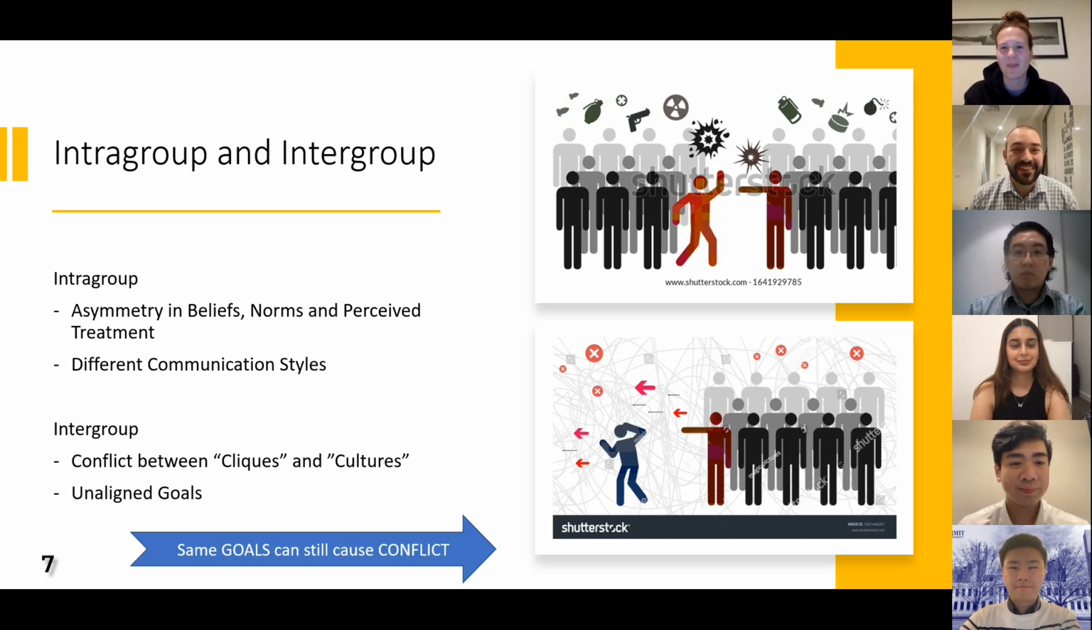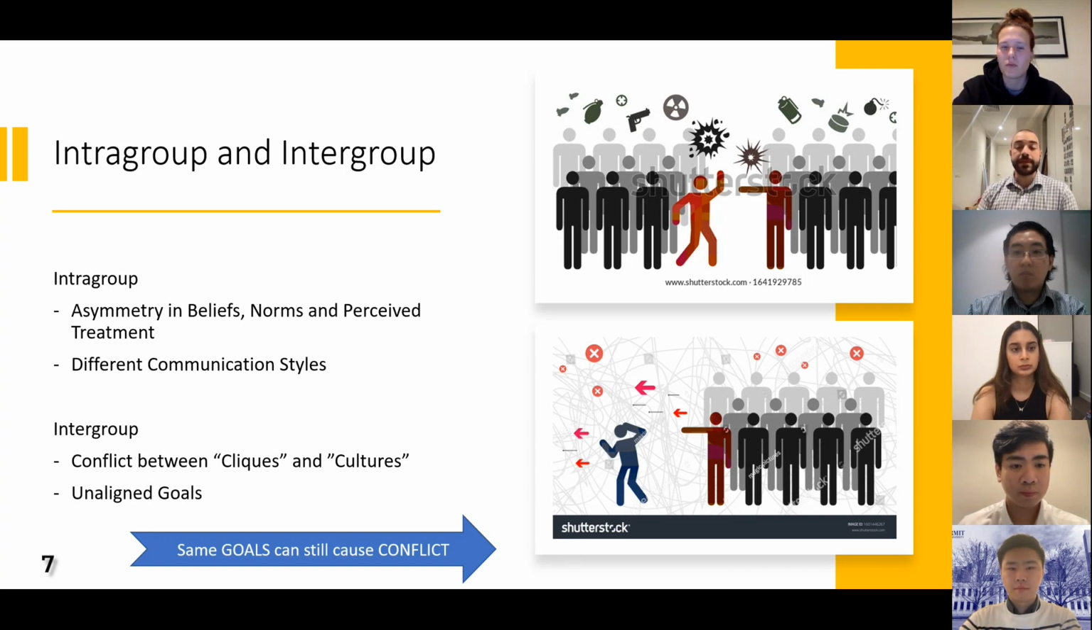Thanks, Cora. So having a look now at conflict through the scope of intragroup and intergroup. There's quite a lot of overlap between intragroup and intergroup. For intragroup, it's generally the conflict that arises between members of the same smaller group or subculture. Some of the main factors that contribute to these conflicts are an asymmetry in beliefs, norms, and the perceived treatment within that group. So if there are incompatible cultures, or if someone doesn't quite align with the norms of the group, they can very quickly either feel alienated or be alienated, which will cause tension and conflict.